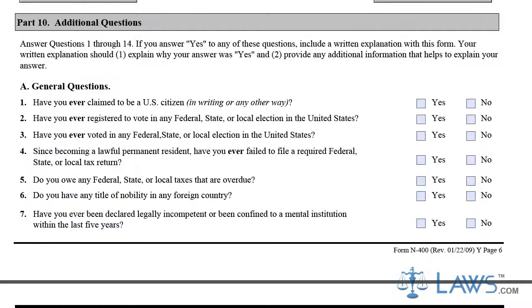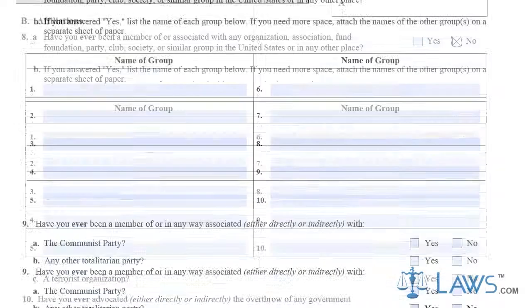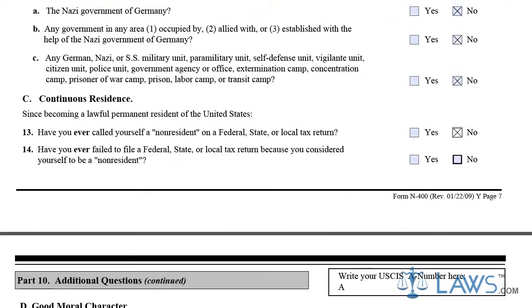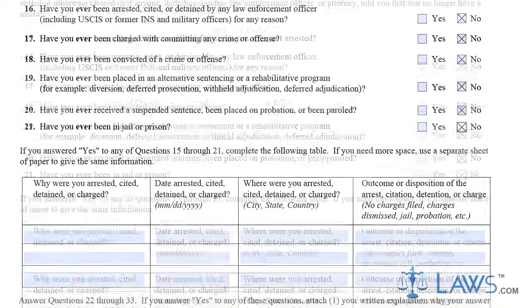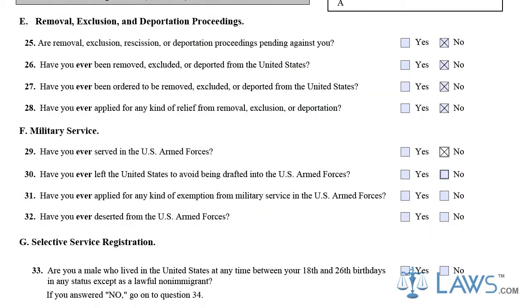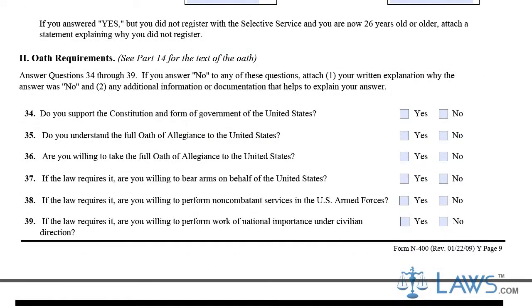Part 10 requires you answer numerous questions pertaining to your background and family history. Answer them to the best of your ability and be truthful. Certify and sign all sections on the last page, indicating your oath of allegiance, signature of person who prepared the form, and your signature at their interview.